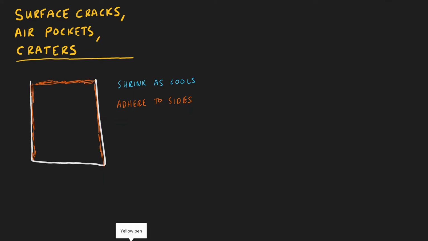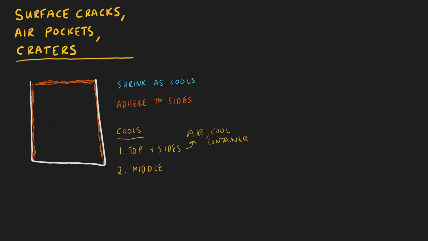So what order does the candle cool in? First, the top and the sides will begin to cool and harden. And second will be the middle, everything else that hasn't already cooled down. And it's pretty simple, right? The top and the sides are exposed to the atmosphere, to the air, and to the cool container. Anything that's cooler will begin to take the heat away from it. And the middle, because it's just insulated from the outside.